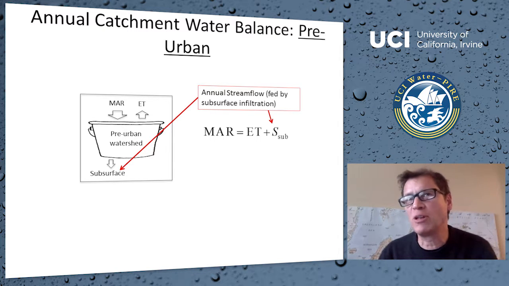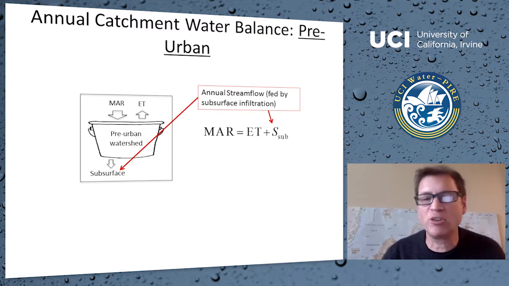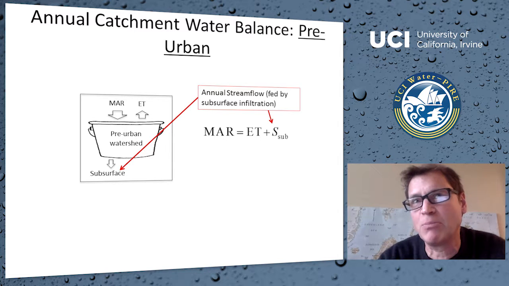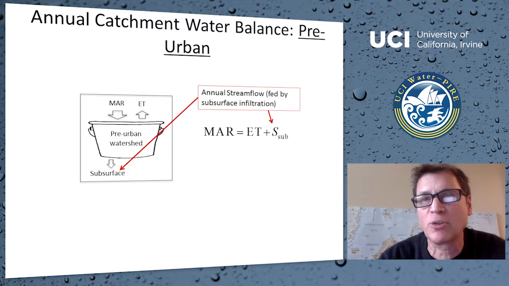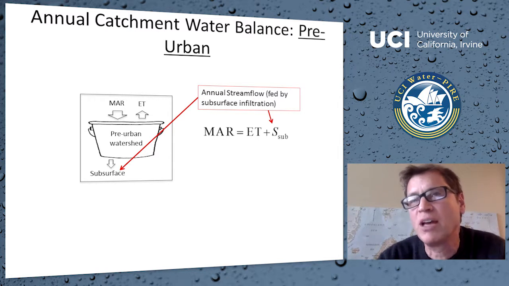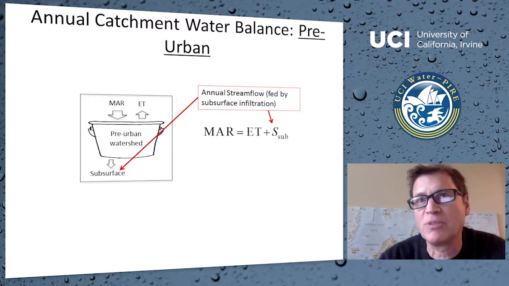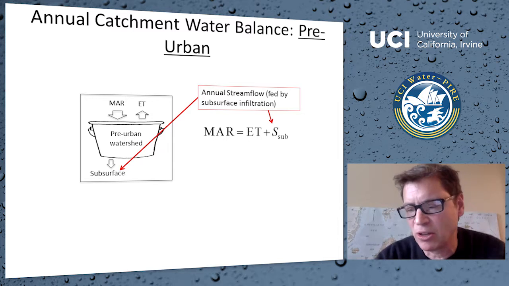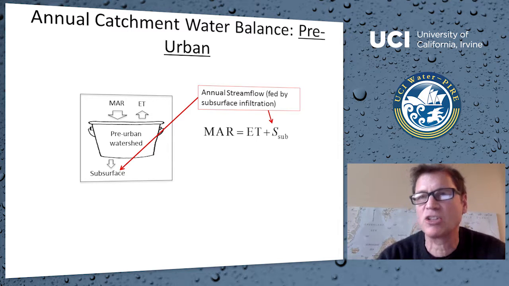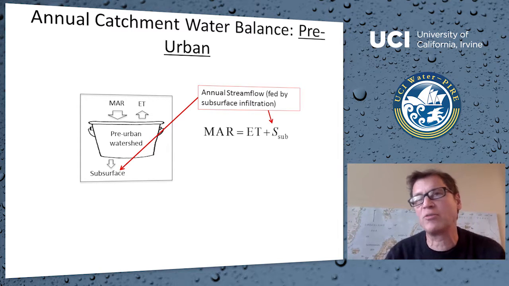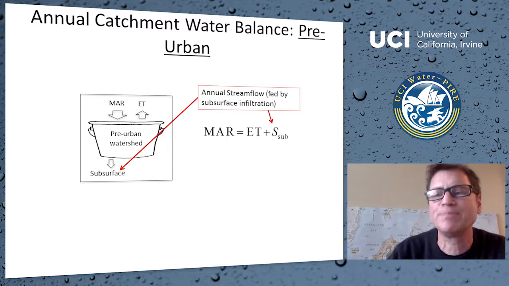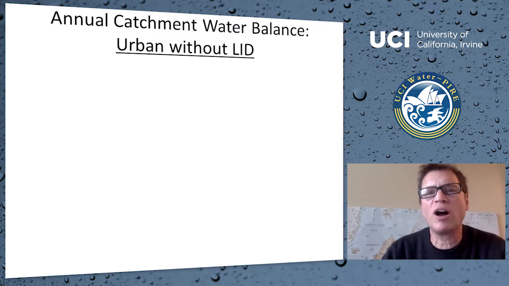And of course, if you're watching carefully and you're not asleep yet, you'll immediately point out that not all of the infiltration is going to go to the stream. Some of it might be lost to deep groundwater. But for the sake of this model, the simplification is that essentially all the water that infiltrates eventually makes it to the stream.